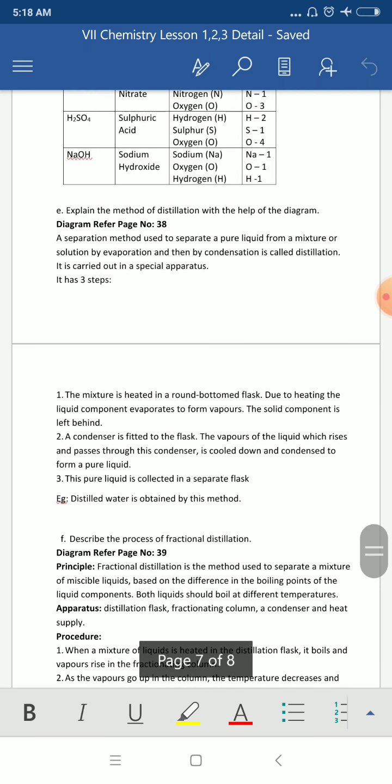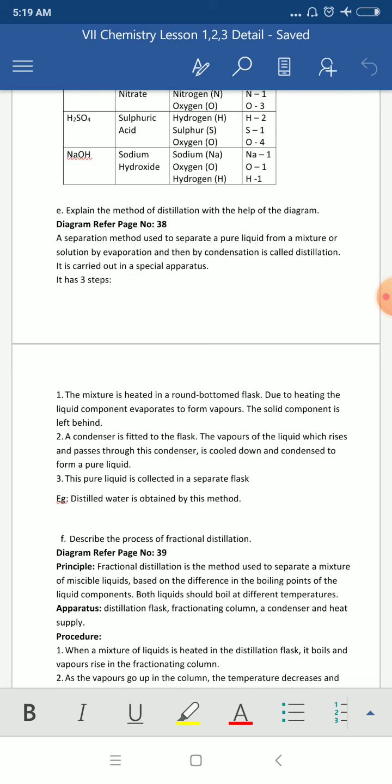Coming to H2SO4, it is sulfuric acid. Here we have hydrogen, sulfur and oxygen. Hydrogen 2 atoms, sulfur 1 atom, oxygen we have 4 atoms. Then sodium hydroxide, NaOH. Here sodium Na, oxygen and hydrogen, all having 1 atom each.